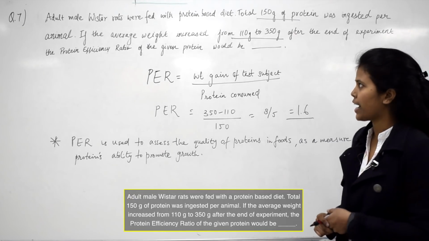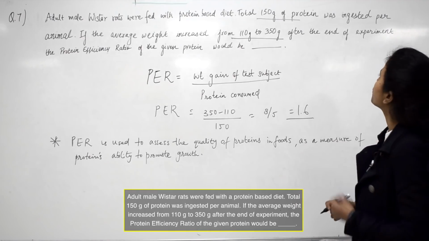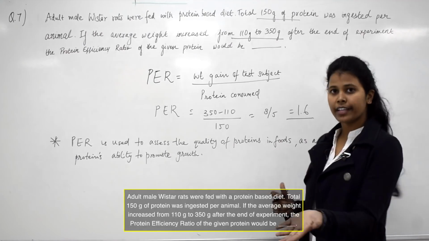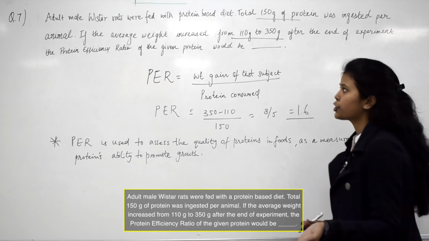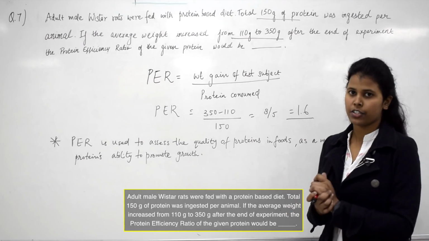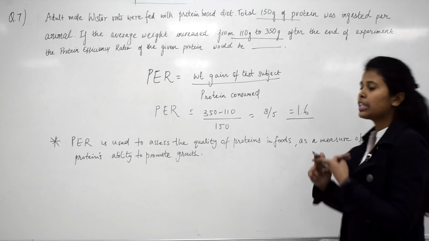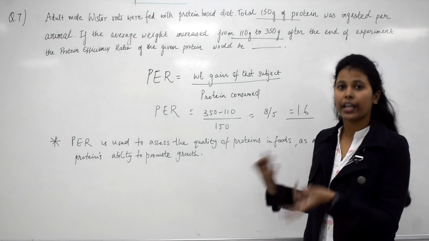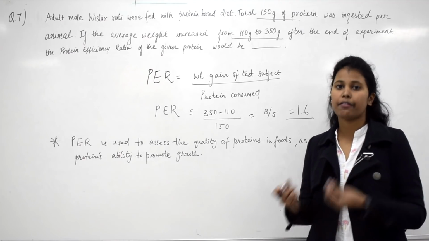Adult male Wistar rats were fed with a protein-based diet. A total of 150 gram of protein was ingested per animal. If the average weight increased from 110 to 350 gram after the end of the experiment, the protein efficiency ratio of the given protein would be dash. So here in this question, we have been given three things. First, the amount of protein that is supplied to the rats. Second, the weight gain. And lastly, they have asked us about the protein efficiency ratio.